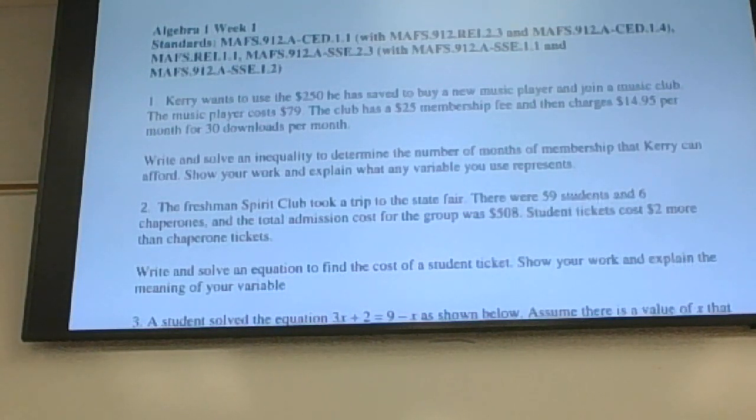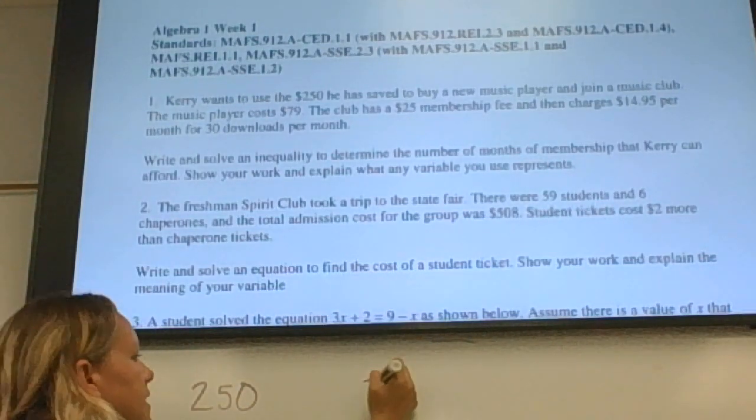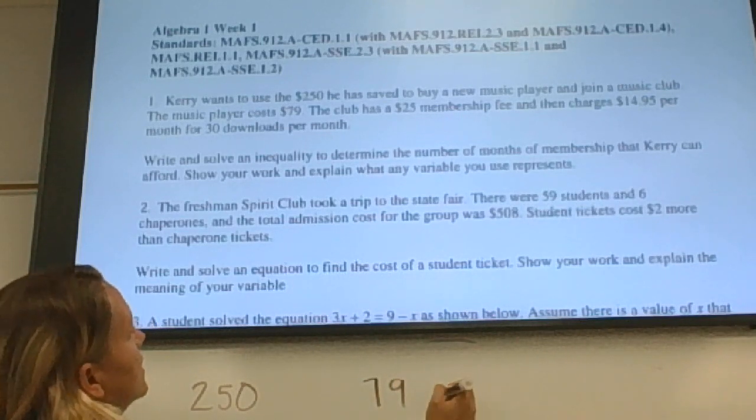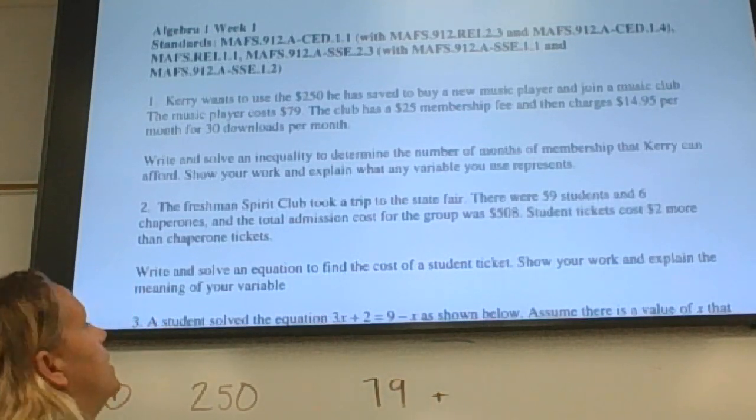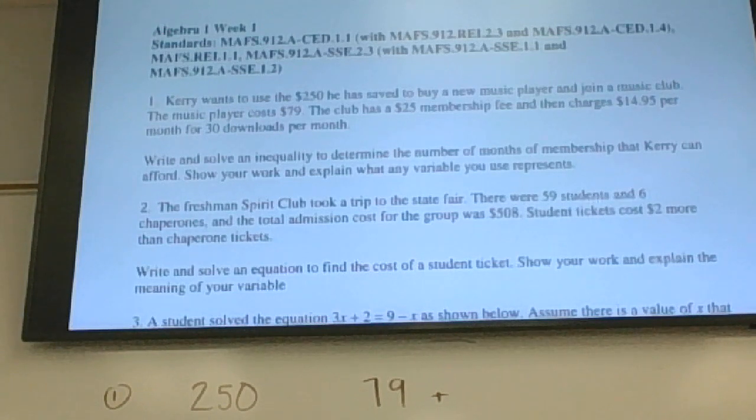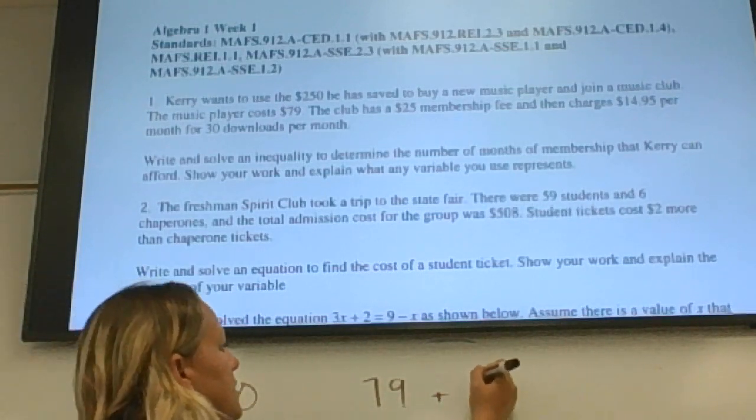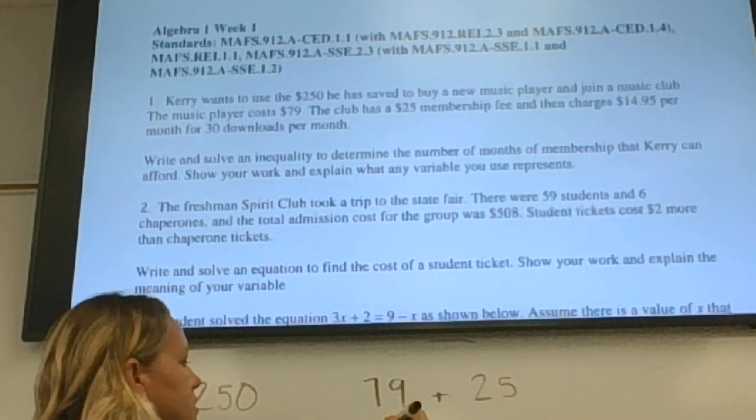Okay, so this is correct. 250 equals 79 plus 25 plus 14. Alright, we got 250 saved up. We're gonna buy a music player for 79. Oh, you can call it classwork or bell work, whatever you want. Alright, we also have to buy the $25 membership fee.